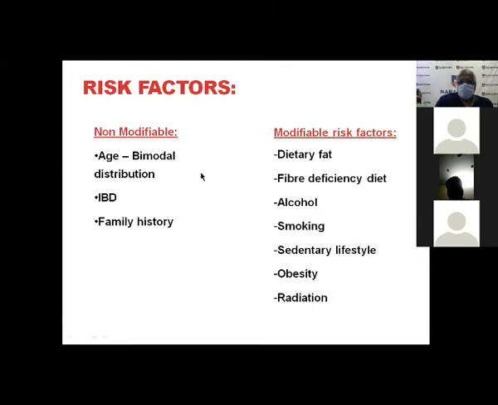The other one is alcohol. Alcohol and smoking are very good friends of malignancy anywhere in the body. Sedentary lifestyle due to hyperfat, again, leads to production of oncogenes. What is that?